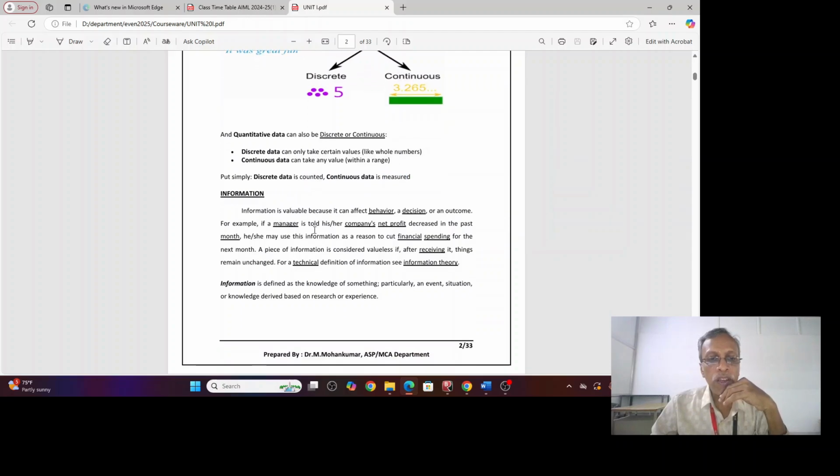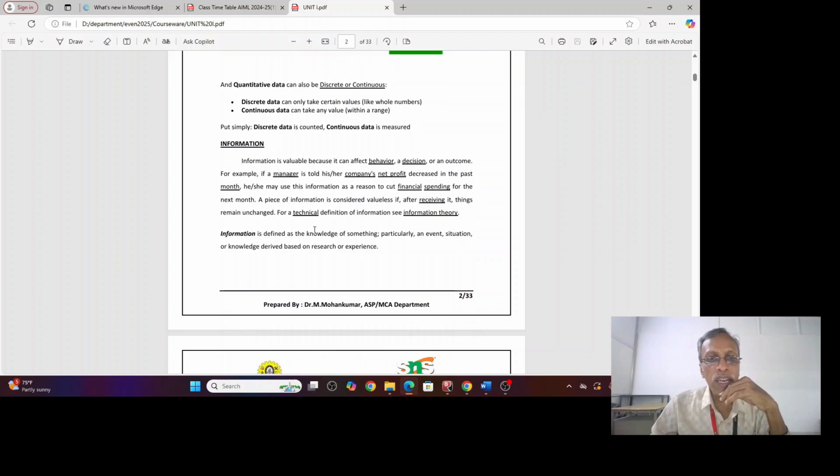Information is valuable. It can affect the behavior, a decision, or an outcome. For example, if a manager is told his or her company's net profit decreased in the past month, she may use this information as a reason to cut financial spending for the next month. A piece of information is considered valueless if after receiving it things remain unchanged. For a technical definition of information, see information theory.